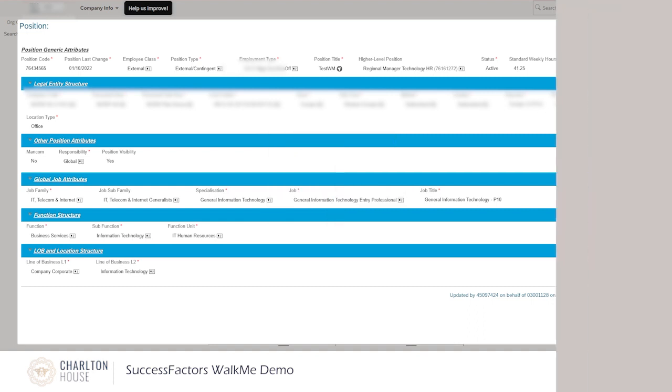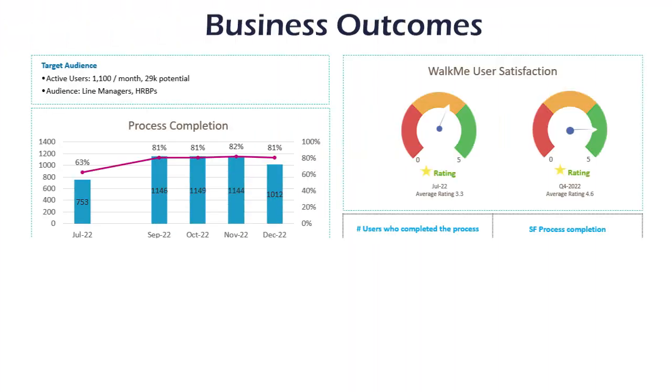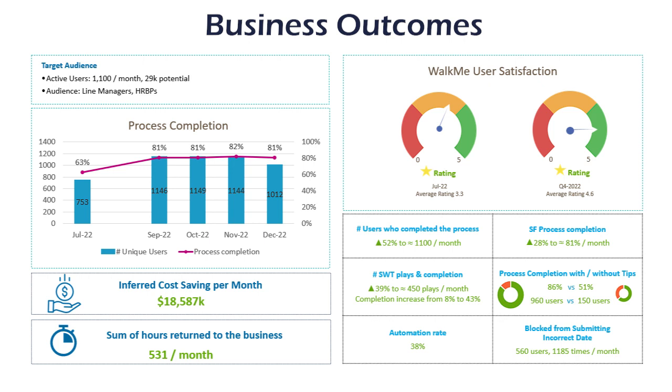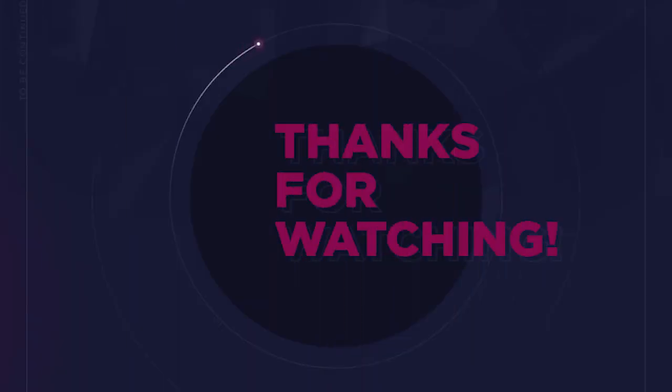For create a position, we were able to collect data demonstrating the positive impact WalkMe had. User satisfaction increased from an average of 3.3 to 4.6. Process completion rate with the help of WalkMe is at 86% compared to 51% without WalkMe. Overall process completion rate increased from 28% to 81% after the implementation of WalkMe. Additionally, per month, an average of 560 users are blocked roughly 1,200 times when trying to input an incorrect date, saving time by reducing errors and delays in the process.